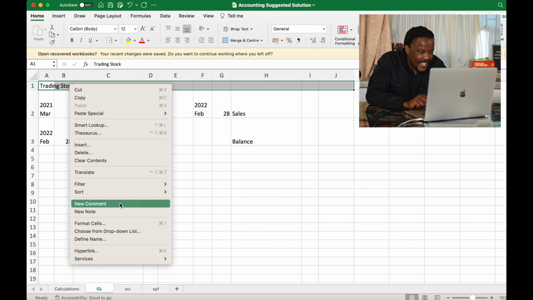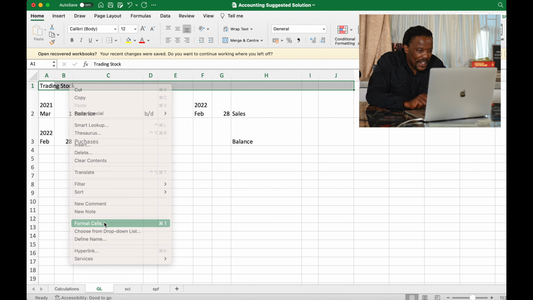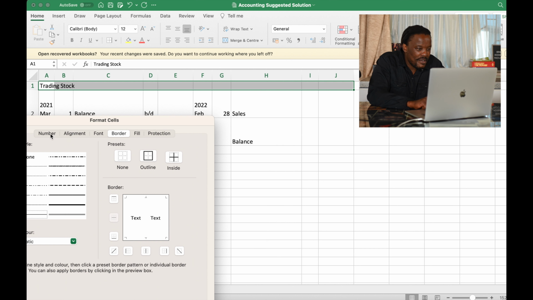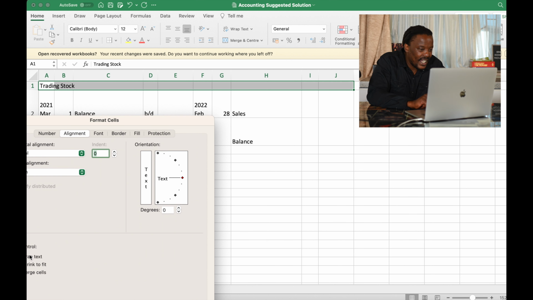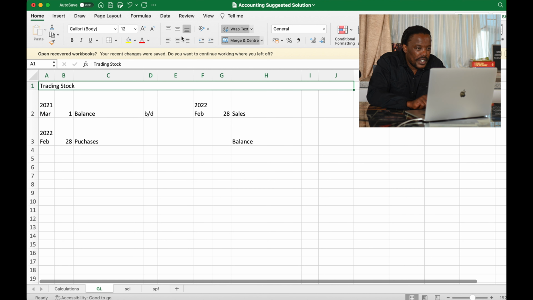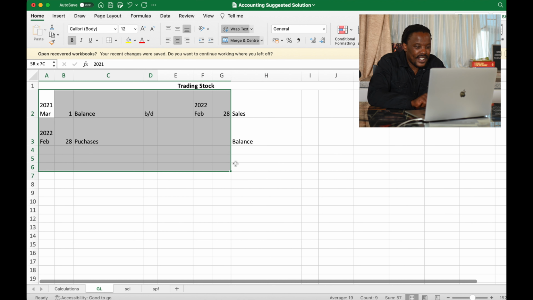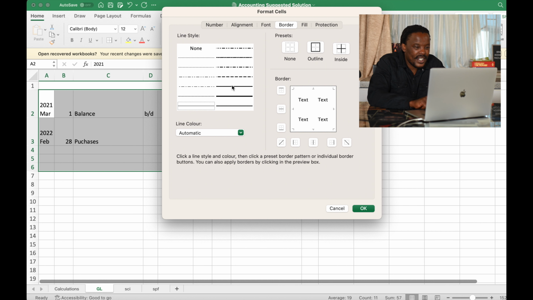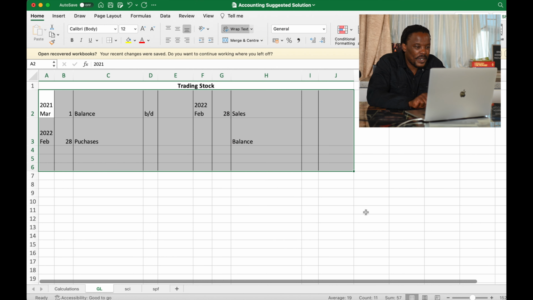Let's format this. Let me format this together with you. Alignment, let's align it and wrap it. Okay, let's put it in the middle. Let's make it bold. Let's put lines so that it looks like the answer sheet of your exam. And let's put more borders. Let's put lines. Let's close it.